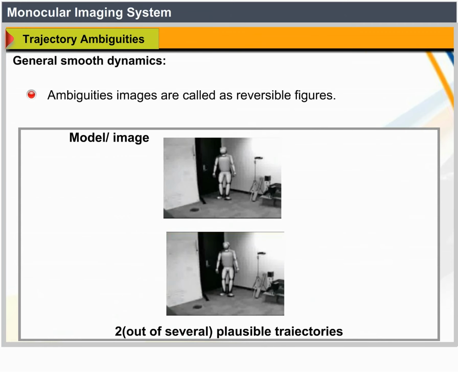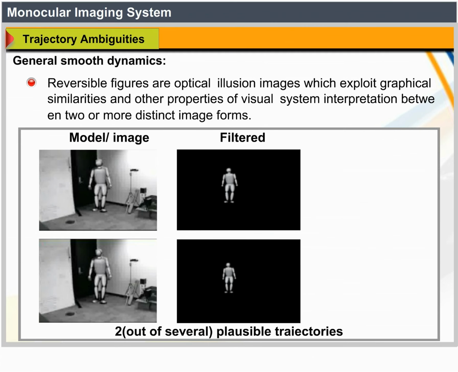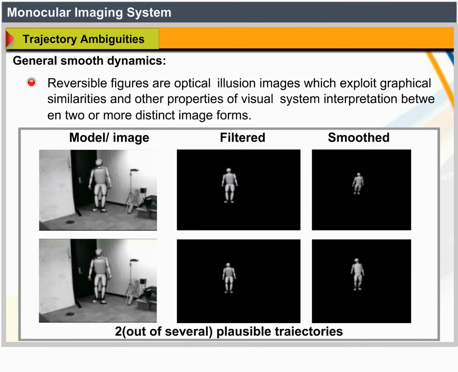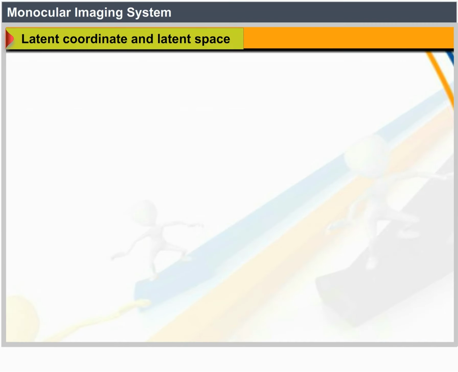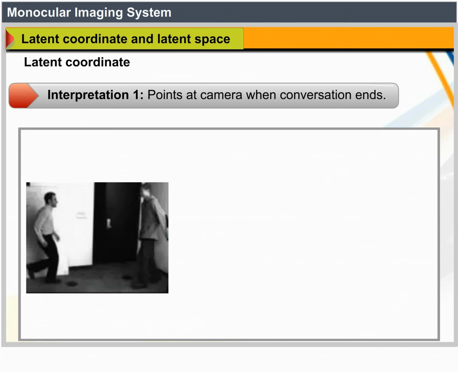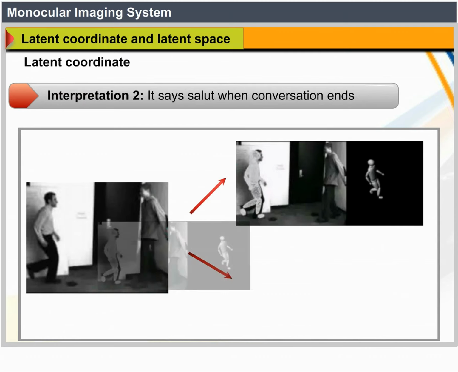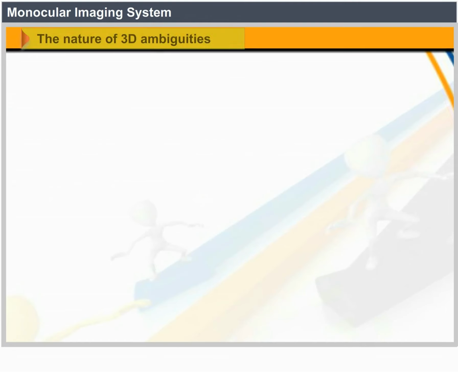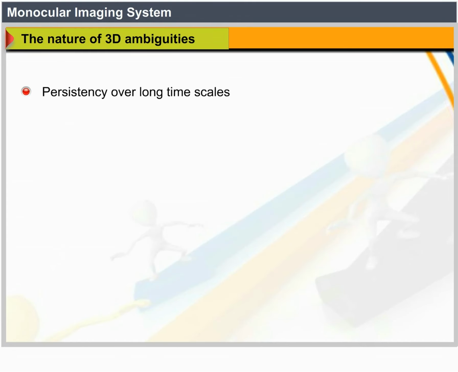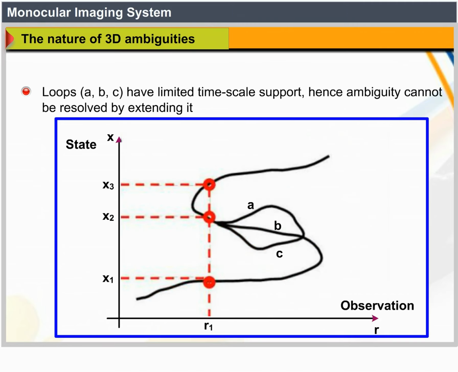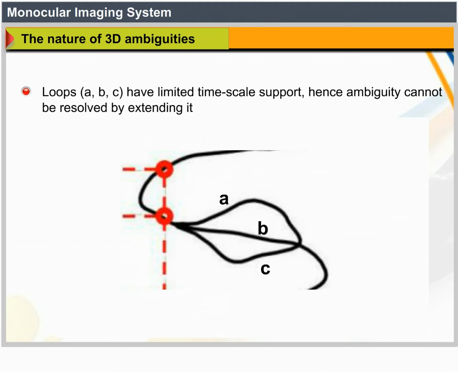Reversible figures are optical illusion images which exploit graphical similarities and other properties of visual system interpretation between two or more distinct image forms. Latent coordinate and latent space. Latent coordinate, interpretation 1, points at the camera when conversation ends. Interpretation 2, it says salute when conversation ends. The nature of 3D ambiguities. Persistence over long time scales. Loops A, B, C have limited time scale support, hence ambiguity cannot be resolved by extending it.